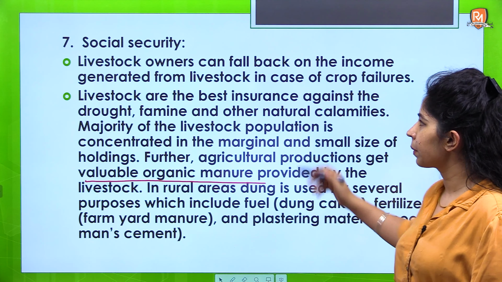The next one is social security. See, due to climate change and global warming, crop failure is taking place.